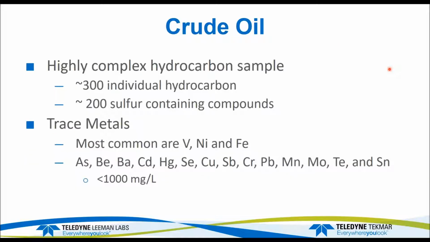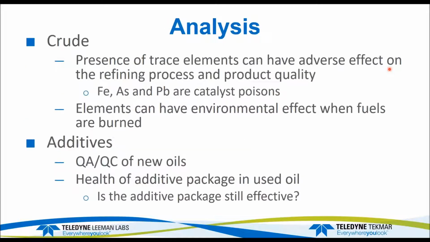So crudes, we receive crudes on occasion, mostly from overseas. Crudes are really complex hydrocarbons. There are lots of different types of compounds in there, a couple of hundred just sulfur-containing compounds. For the analysis, most of the time we're looking for things like vanadium, nickel, and iron, and then there may be some other trace elements that people may be interested in. The presence of certain trace elements has an effect on the refining process and the product quality. For example, some elements are catalyst poisons, and they want to know that. Some elements have environmental effects when the fuels are burned, like sulfur.